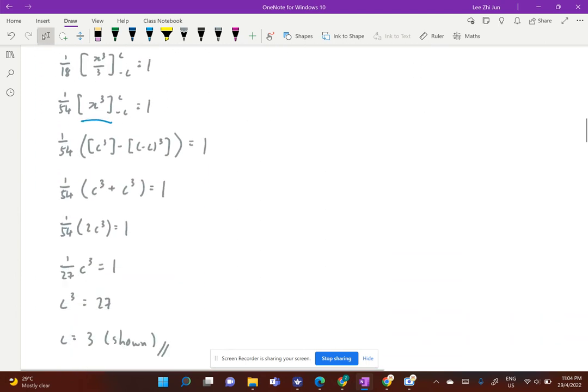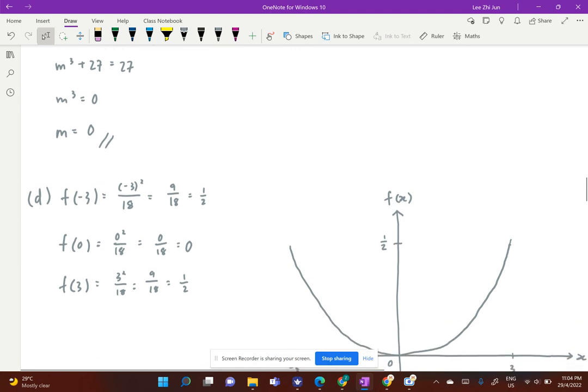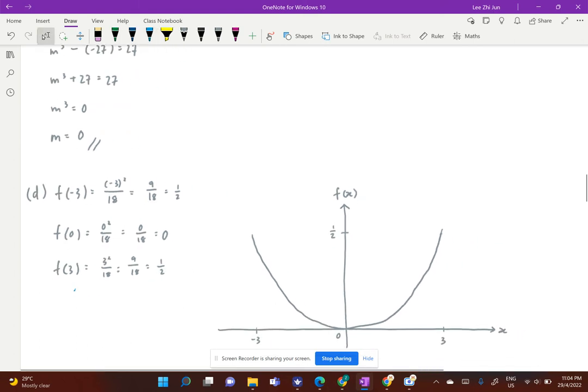Sketch the graph. So to sketch the graph, I need to find the lowest boundary. So f(-3), I'll get 1 per 2. f(0), the median, I'll get 0. And the upper boundary, I'll get 1 per 2. So my sketch will be this parabola shape.